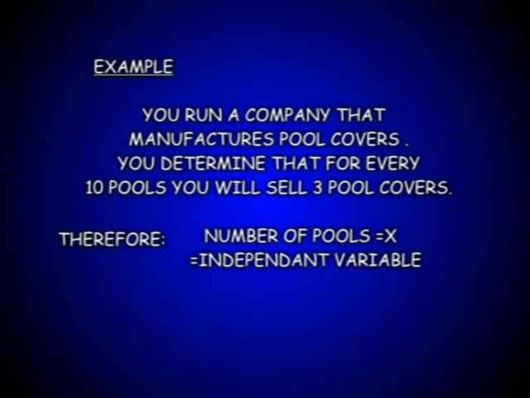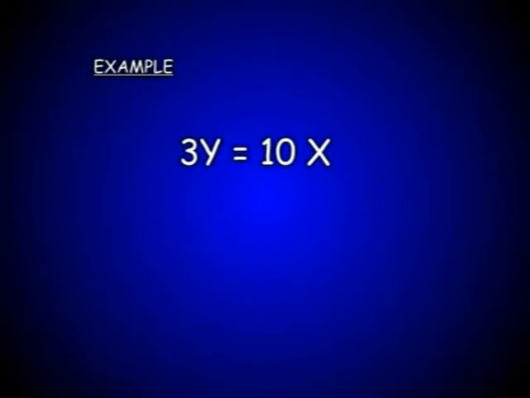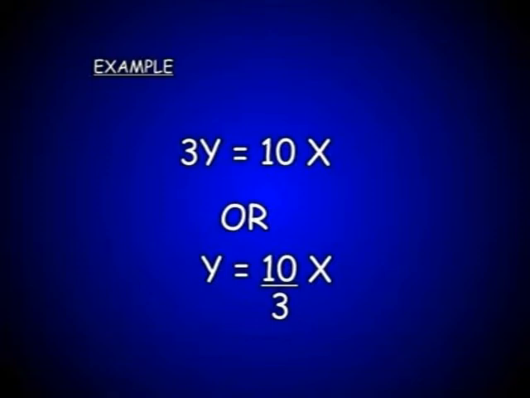Does the number of pool covers you sell depend on the number of pools? Yes, because as there are more pools, you will sell proportionately more pool covers. Hence, the number of pool covers is dependent on the independent number of pools. Our equation looks like this: 3y = 10x, or y = 10/3 x, where x is the number of pools and y is the number of pool covers.